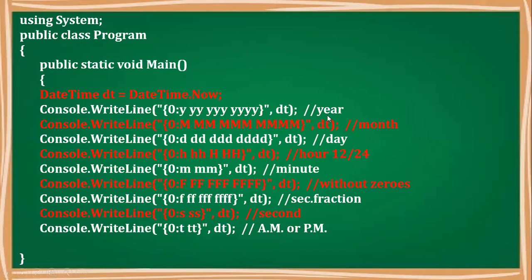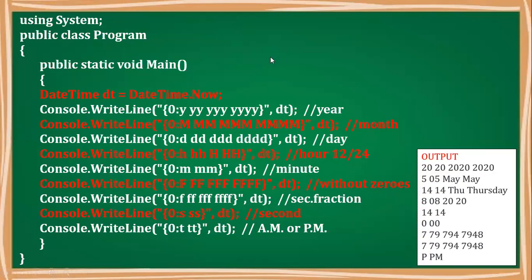So y will tell you the year format, M will tell the month format, d the day format, then H is there, mm will represent minutes, and F will represent fractions without zero. If the value is zero, it will be trimmed. Small ff is for the second fraction, so it will give you fractions of seconds also. Only s will give you seconds only, and if you use t, that will give you the time in AM and PM. So this is the syntax that we are going to observe. Okay, so let us check the output.